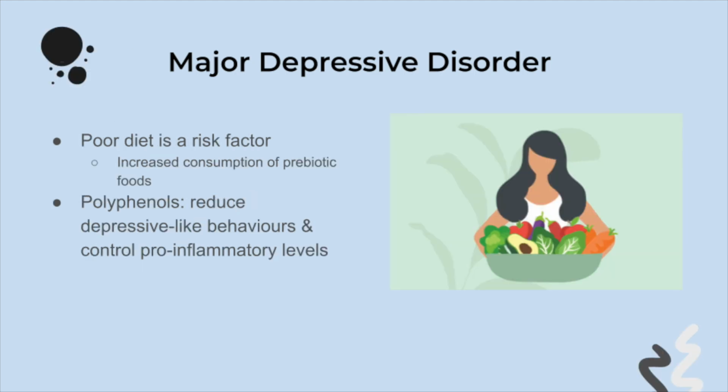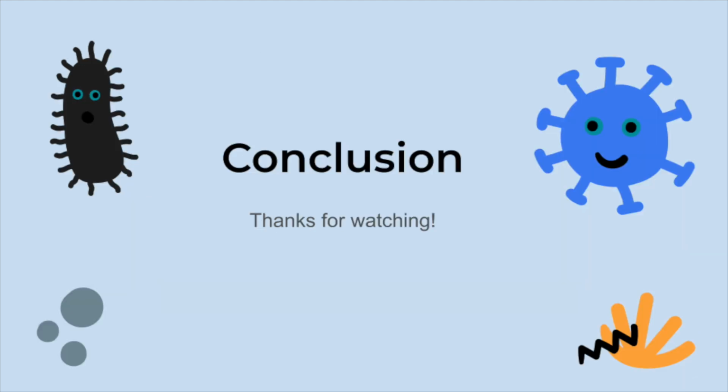Poor diet is recognized as a risk factor for depression. Therefore, dietary improvements would involve increased consumption of prebiotic foods. In addition, supplements like polyphenols have shown potential in reducing depressive-like behaviors and mediating increases in pro-inflammatory cytokines. However, further studies are necessary to determine their benefits. The gut microbiota is critical for the development and maintenance of brain function. By further exploring the intricacies and impacts of the Microbiota-Gut-Brain Axis, we can find more approaches for mediating health and mitigating disease.